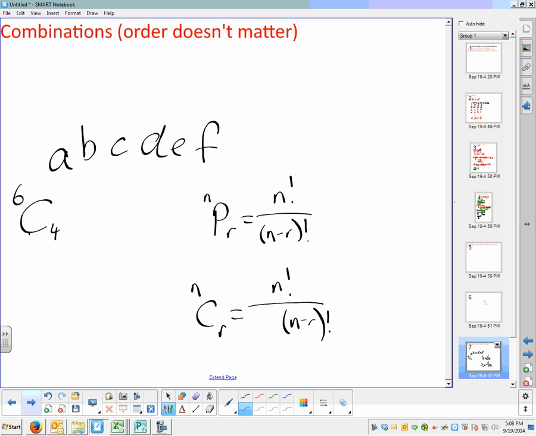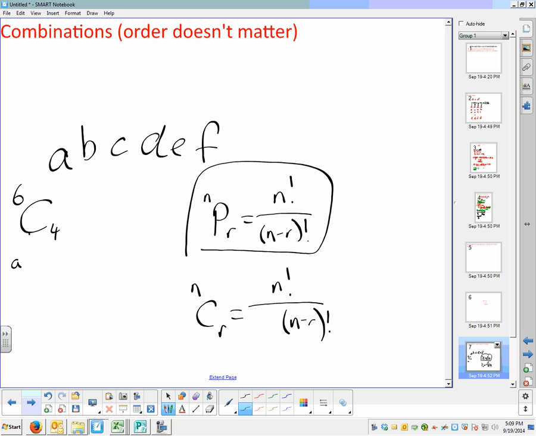So I know that there's 6 factorial over 4 factorial ways of getting those permutations, but I don't care about the order. I don't care if ABCD is different to DCBA. So how many times is it repeated? How many times would ABCD be repeated in our permutations? Well, it's the same thing as asking how many permutations there would be of those 4 letters.